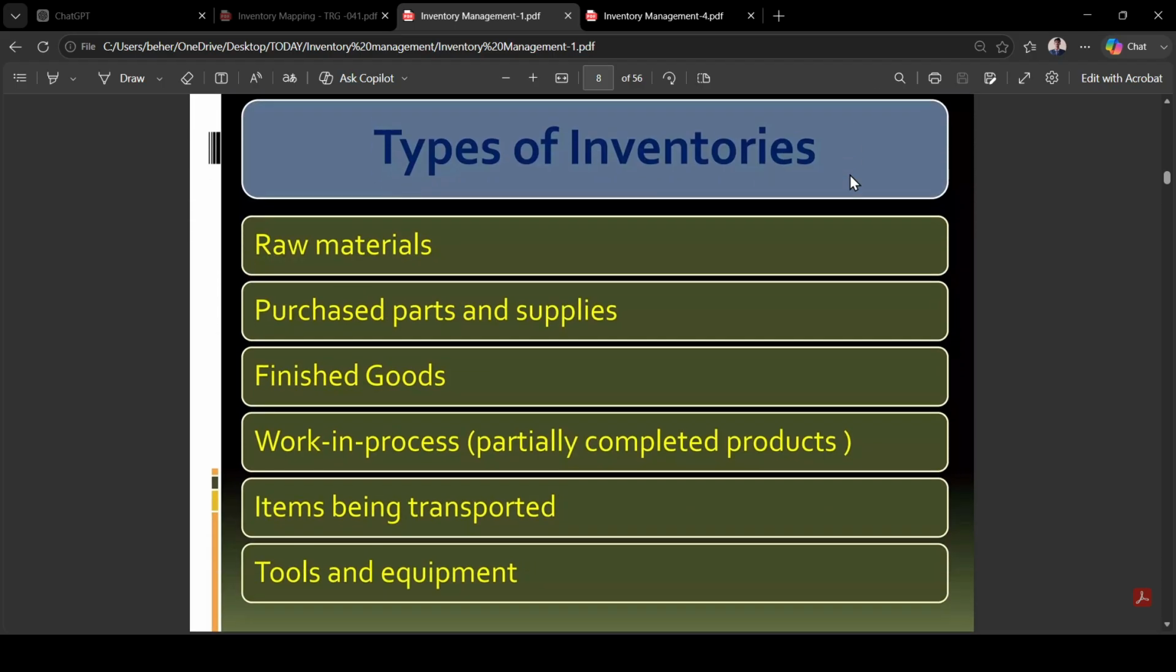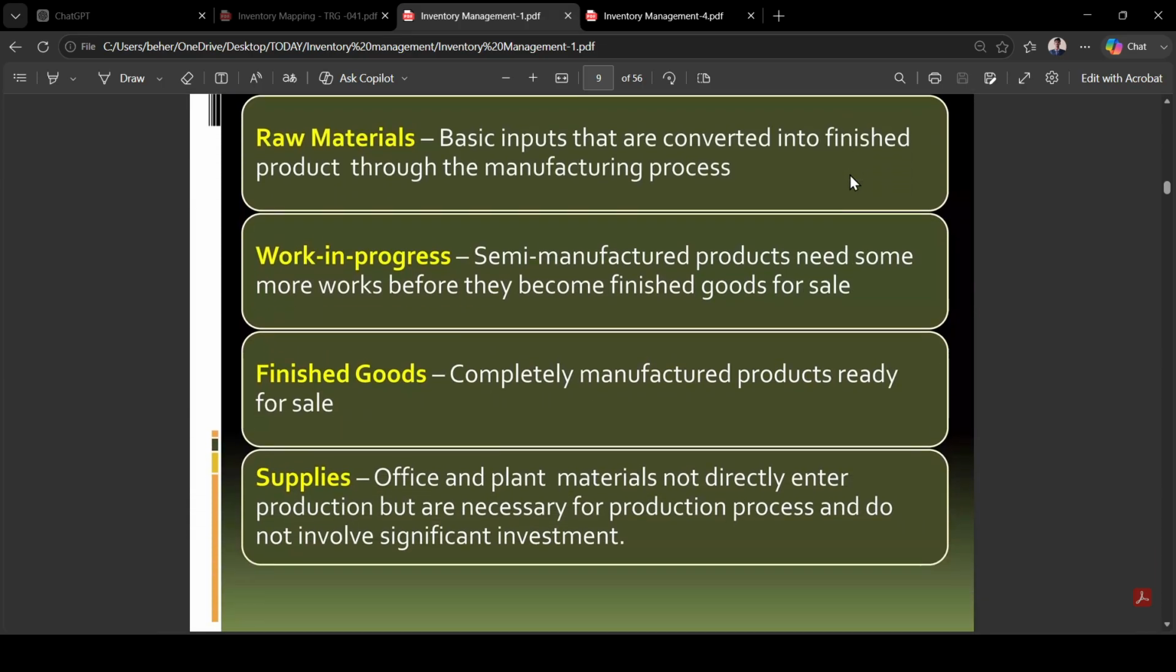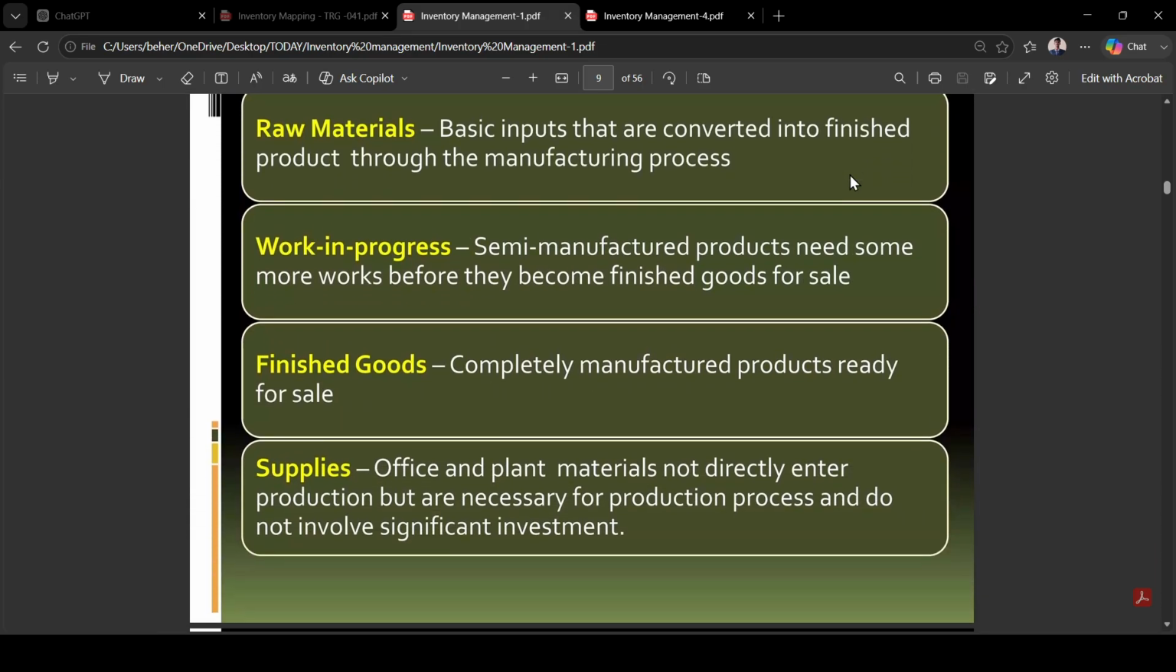Types of inventories: raw materials, purchased parts and supplies, finished goods, work in progress, partially completed products, items being transported, and tools and equipment. Raw material is the basic input that is converted into finished product through the manufacturing process. That is raw materials. Work in progress.